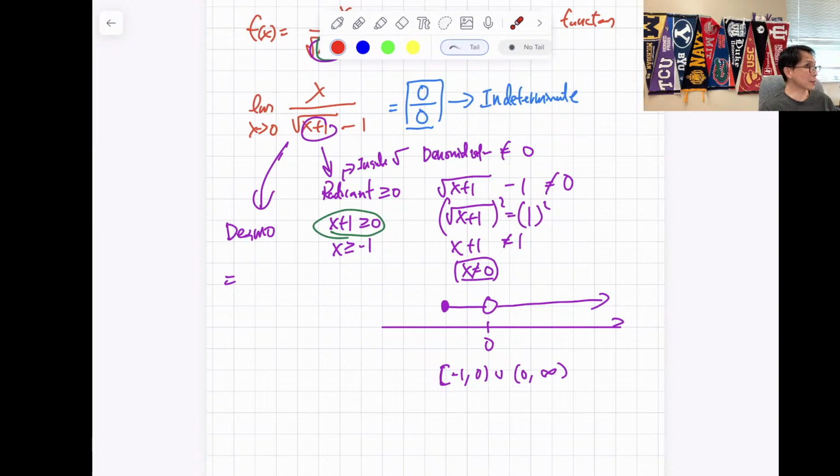Because denominator equal to 0 is undefined. So if you set the whole thing cannot equal to 0, so the radical cannot equal to 1. If you square both sides, move the 1 to the other side, x cannot equal to 0. So there's an open circle there on the number line solutions. Let me know if I'm going too fast.